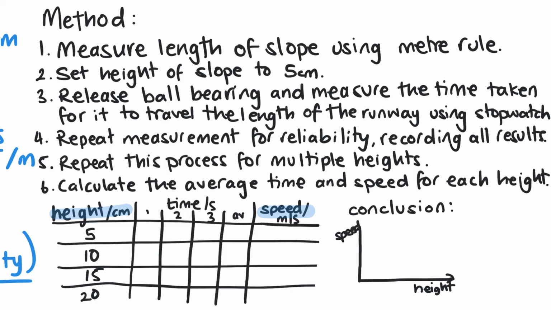Now what we should find is that as we increase the height, then we do in fact increase the speed. However, it's not a straight line. And because it's not a straight line, it means that they are not directly proportional. So as you increase the height of the slope, then the speed of the ball bearing also increases, but not proportionally.